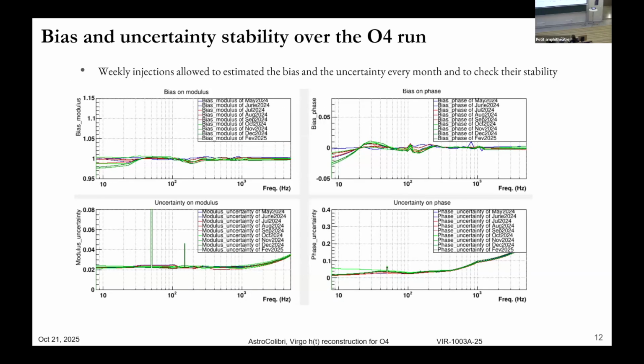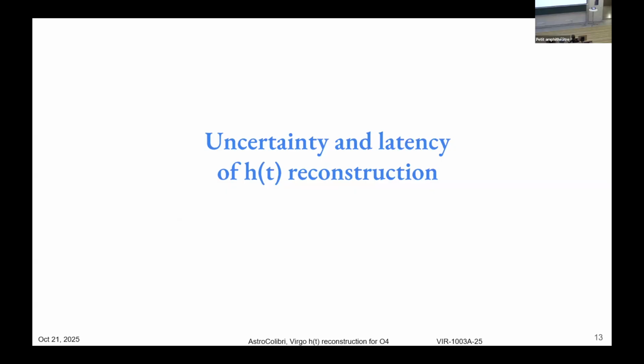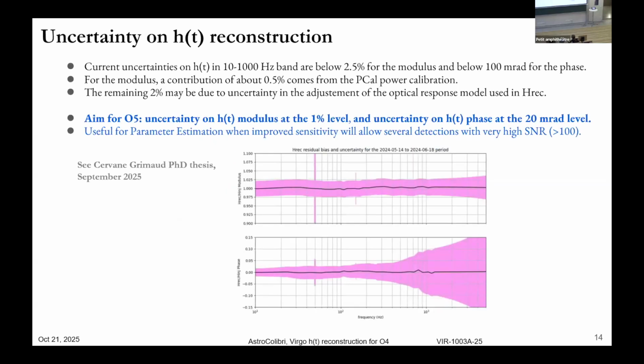And here I just show you briefly, over the full O4B run, what is the bias on modulus and bias on phase, and also the uncertainty on the modulus and uncertainty on the phase of H of t. You see that month after month, this bias is not varying too much, and the same for the uncertainties. We have a very stable value for the bias and uncertainty. So finally, we have a current H of t reconstruction, which is provided with a good uncertainty.